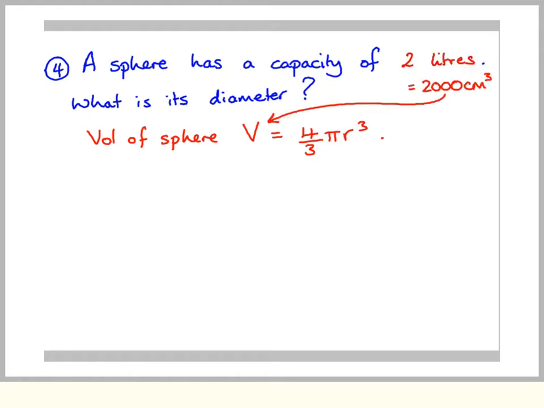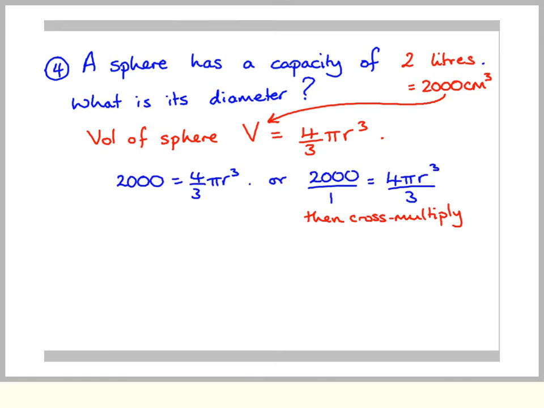Now in this question, you know that the volume is 2,000. You need to work out your r cubed. So what I've done is put in the information. I know that's 2,000. I know pi is a number. The only one I'm looking for is r cubed. So what I've made is 2 fractions. 2,000 over 1 is 4 pi r cubed over 3.